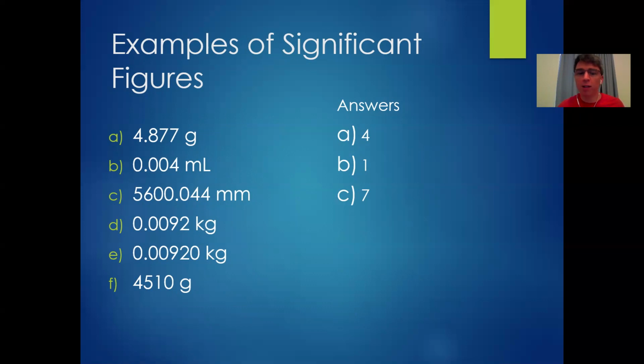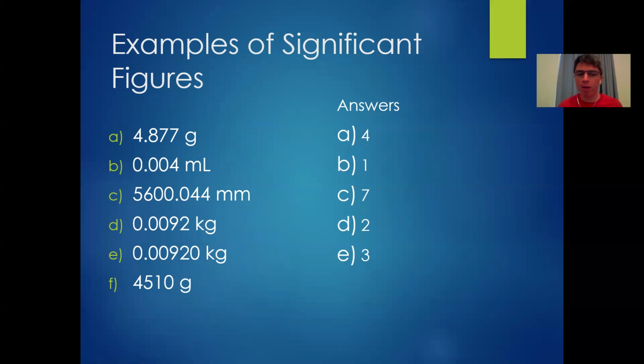0.0092 kilograms looks a lot like letter B up above. Those first zeros are leading zeros, so they won't count. The 9 and the 2 count, and we have 2 sig figs. E looks very similar, but now there's a 0 at the end. So the 9 counts, the 2 counts. The first zeros don't count, they're leading zeros. That 0 at the end, it's a trailing 0, so it might count if there's a decimal point. There is a decimal point, so it does count, and we have 3 significant figures.